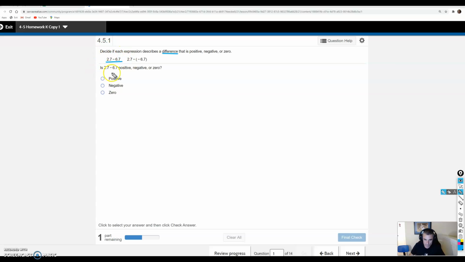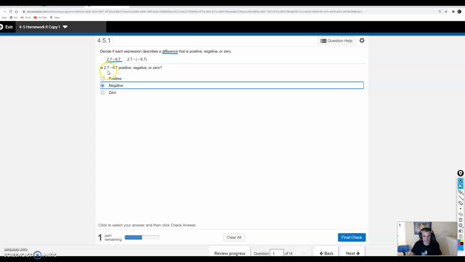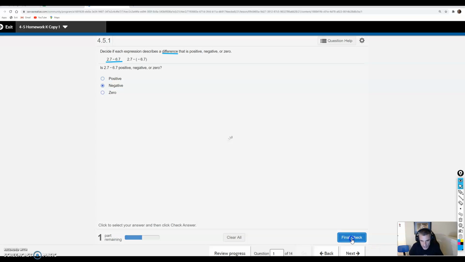And so if I look carefully at this problem, we can see that we're subtracting a bigger number from a smaller number, right? Now, I know for a lot of kids this is weird, but this is why we have negative numbers. So since 6.7 is bigger than 2.7, we are definitely going to have a negative answer here. It's like I have $2.7, but I get a credit card and I spend $6.7. Well, now I'm in debt, right? So I have a negative balance. So the answer here is negative.